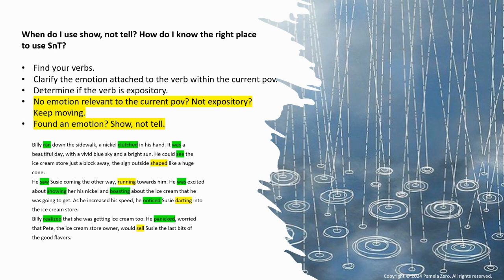Okay? So Susie's coming the other way, running towards him. Again, emotions outside of his point of view. He's excited about showing her his nickel. How does he feel as he was excited? How does he feel about showing her the nickel? How does he feel as he's boasting? How does he feel when he noticed Susie? These are the words that you can do show not tell on. A verb that's from the point of view of whatever you're writing that has an emotion attached to it. That's what you're looking for here.